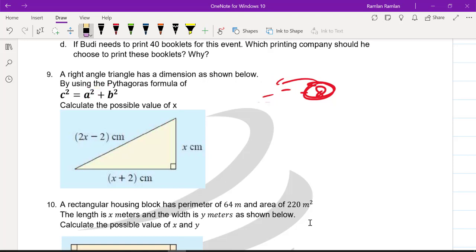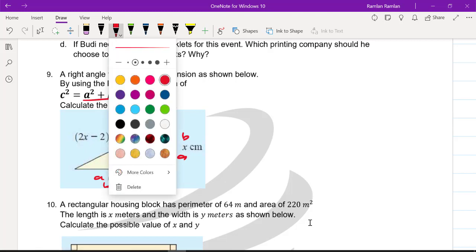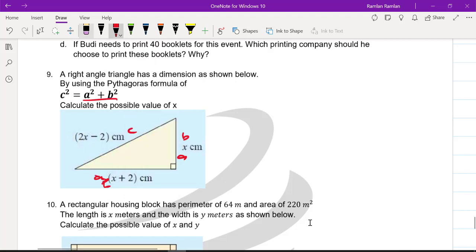Okay, now for this one again, determine the c, a and b. So the c is going to be here. The a and b don't really matter which one is which. So I'm going to say this is a and this is b. It doesn't matter. The one that matters is the c. So let's name that. I'm going to name this as a, this as b, and this is the c.